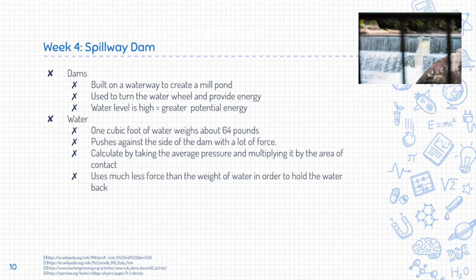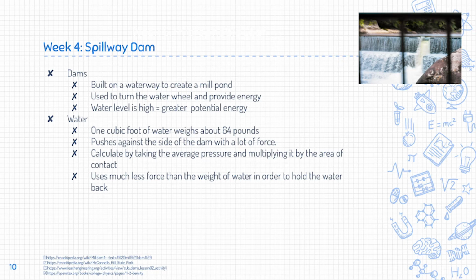The water that passes through the spillway is used to turn the water wheel and provide energy. When the water level is high, the water has further to fall, which increases potential energy that the mill can harness and use. The structure of the dam at McConnell's Mill is a spillway that was used to power a grist mill until 1928. Spillways specifically are designed to pass water from upstream of the dam to downstream in a controlled manner. On average, 1 cubic foot of water weighs 64 pounds.